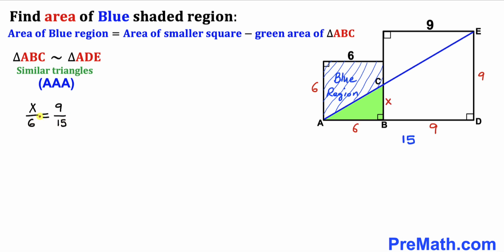Now let's solve this equation for x. Let me remove this 6 from the denominator by multiplying both sides by 6. We can see this 6 and 6 is gone. So our x value, if we reduce this, is going to be 18 divided by 5 units. Therefore we conclude that this x length turns out to be 18 divided by 5.